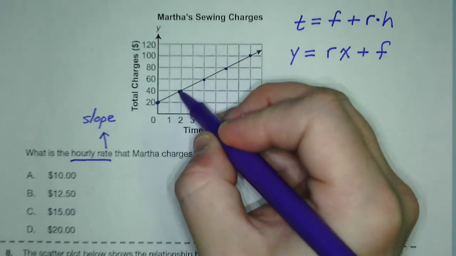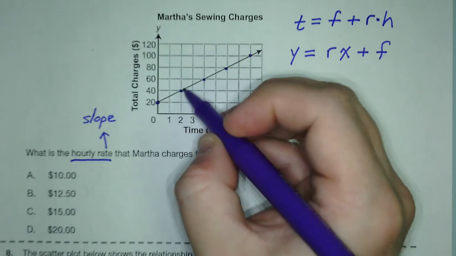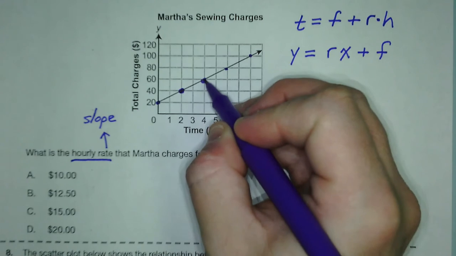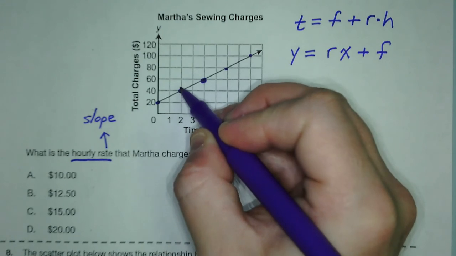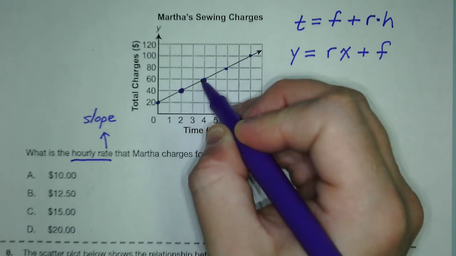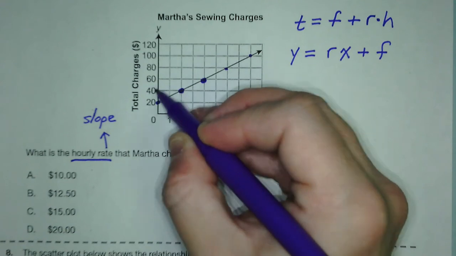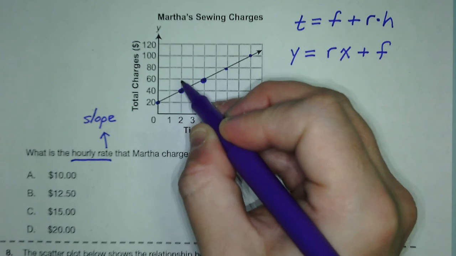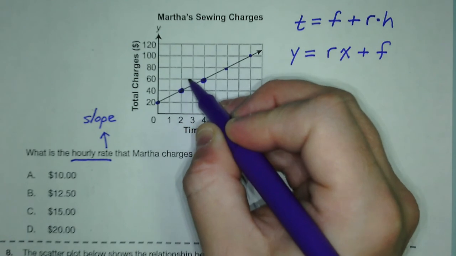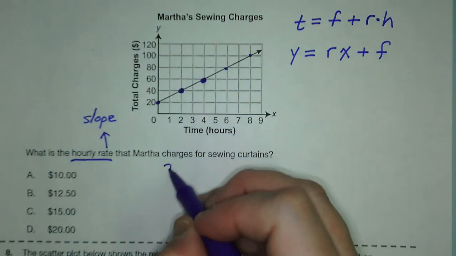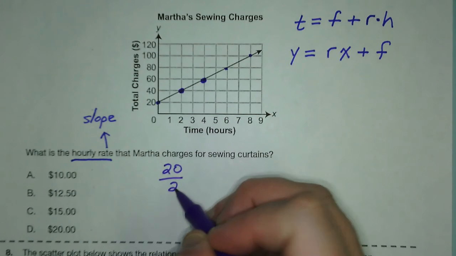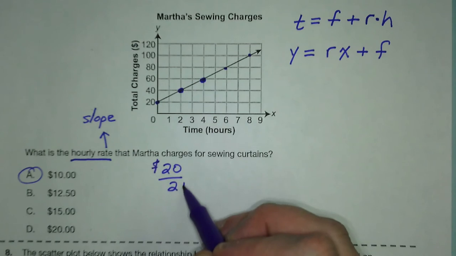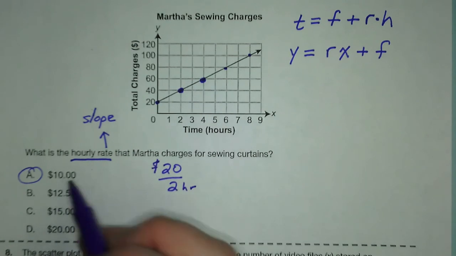So it looks like I would rise. Okay, people, if you're going from, say, this dot to this dot, are you rising 1 and going over 2? No. Look at this. You're going from 40 to 60. You're going up 20 over 2. So rise of 20, run of 2, and so that becomes $10. $20 for every 2 hours, that's $10 per hour. That's the hourly rate.